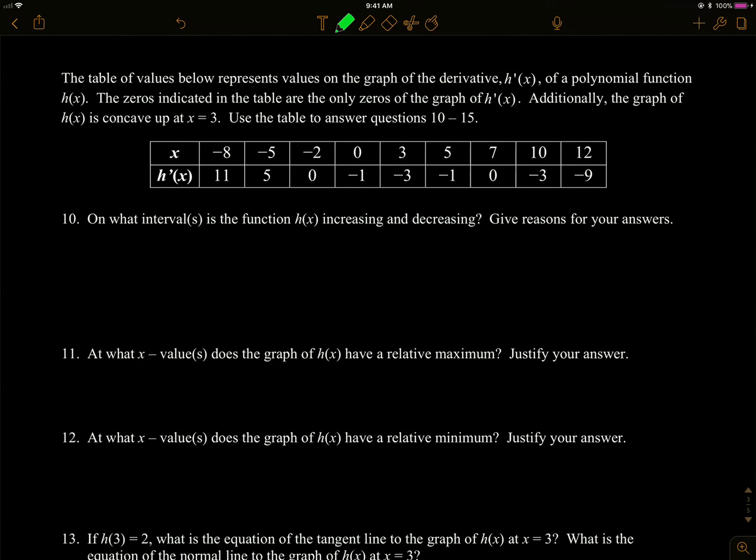So they're going to ask us on the first one, what intervals is the function?